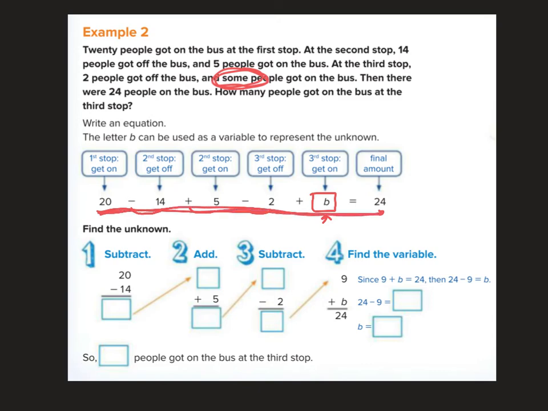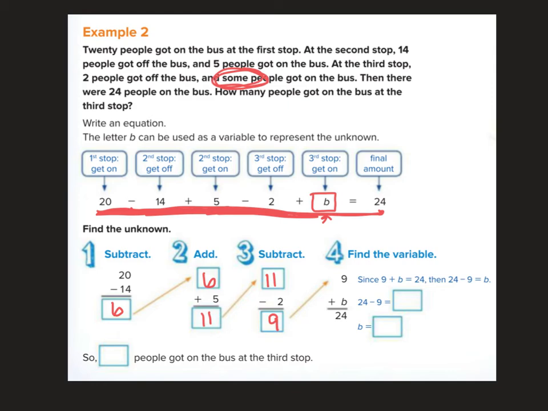Right here, and they're pretty tricky to write. So if we can start practicing this now, we should be good to go. Start understanding it now. So here we go. We're going to first start by taking 20 minus 14, and that will get us 6. 6 goes to the top. 6 plus 5 is 11. 11 goes to the top. 11 minus 2 is 9. 9 goes to the top.